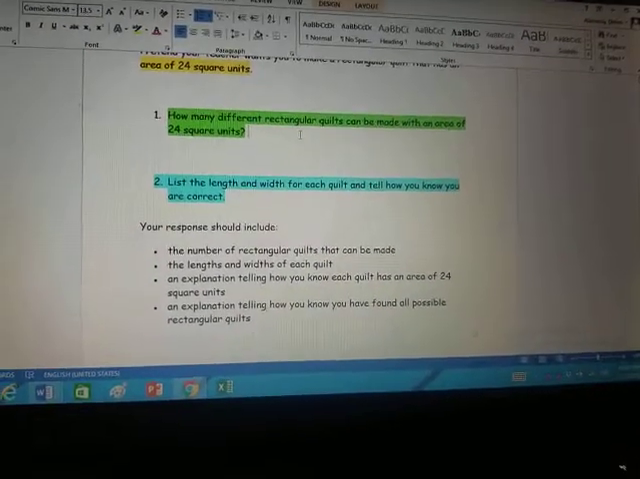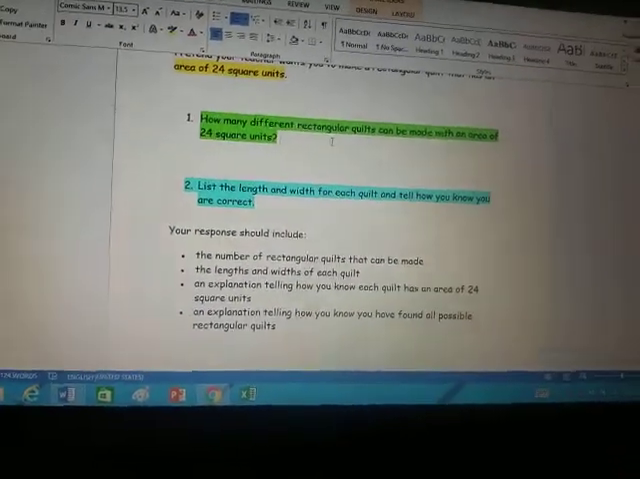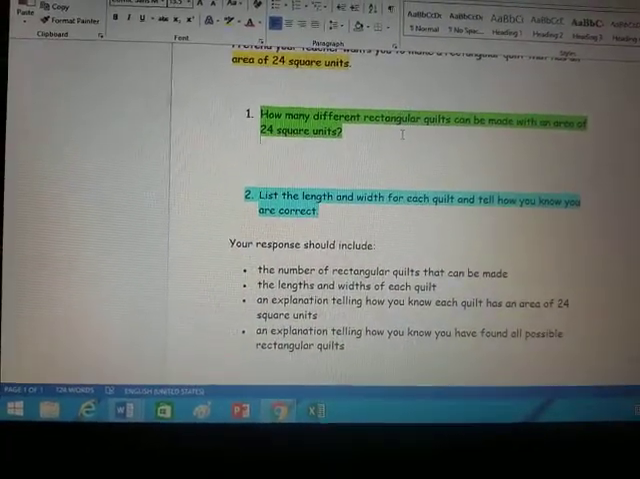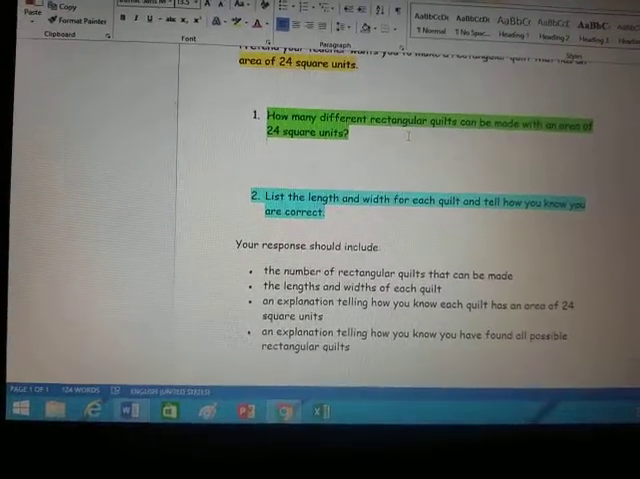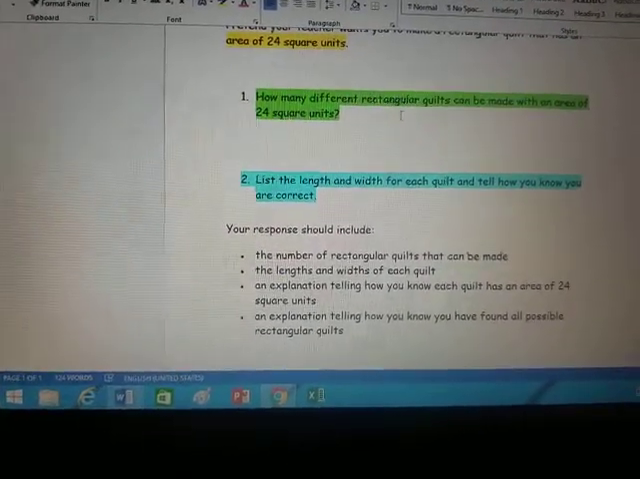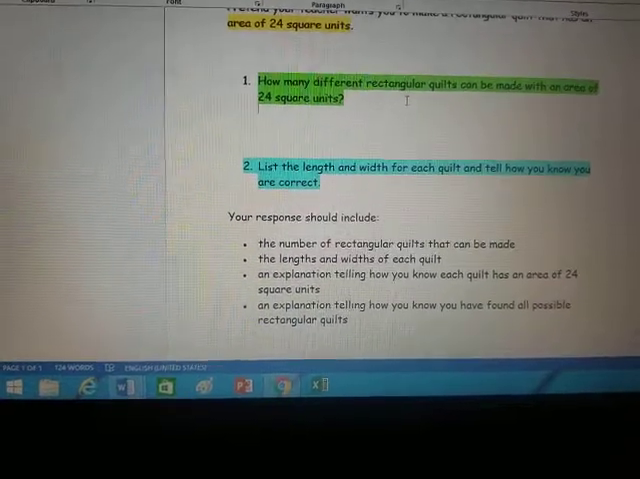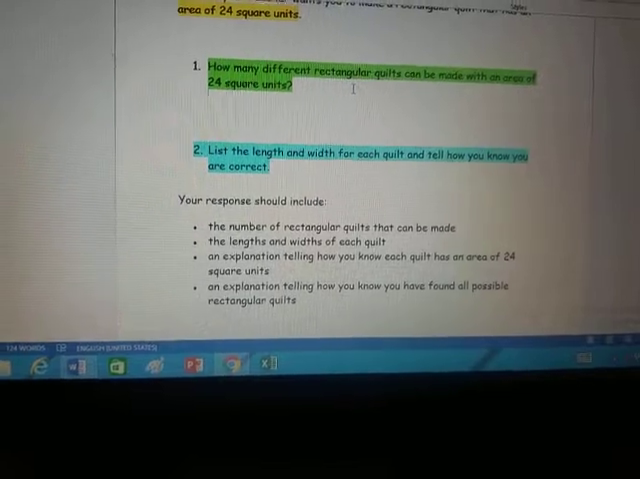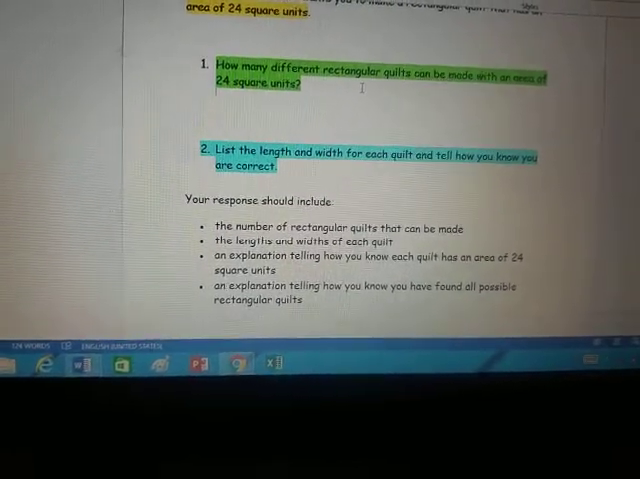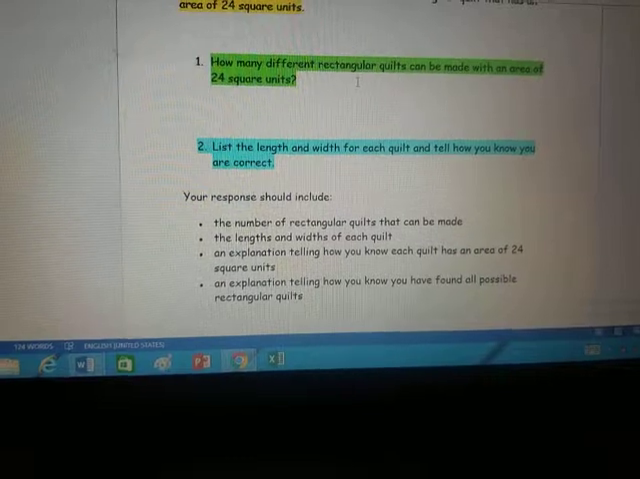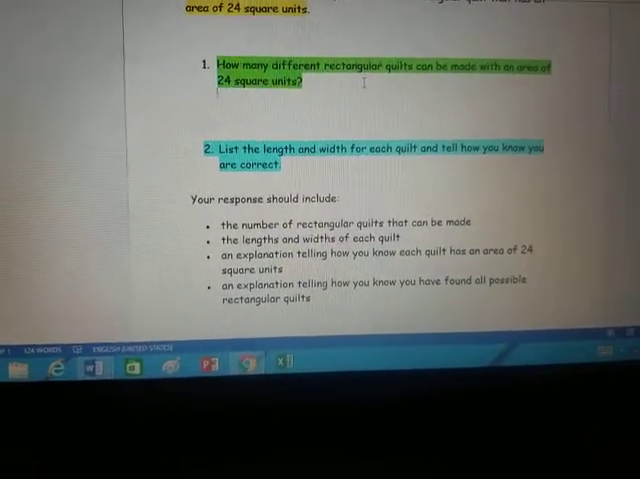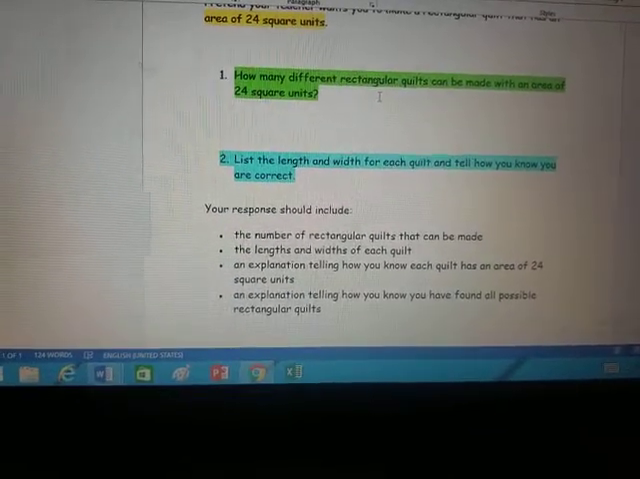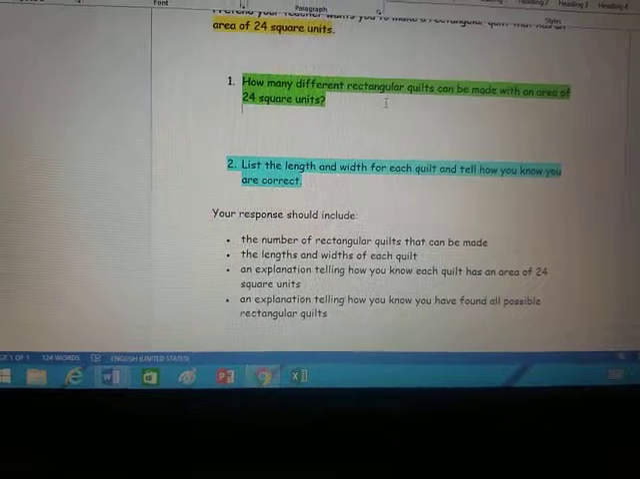So if I were you, I would think about your numbers from 0 all the way, let's say, up to 24. So 0 times 24? No, that equals 0. That doesn't equal 24. How about go through your multiples, do your multiplication. Does 2 times what equal 24? If there's 2 times something that equals 24, then you could write that down. That's one rectangle.